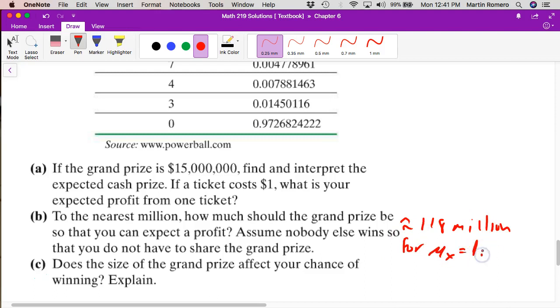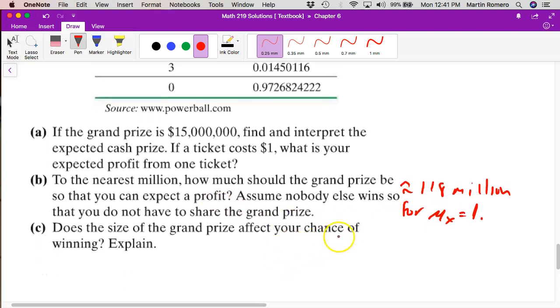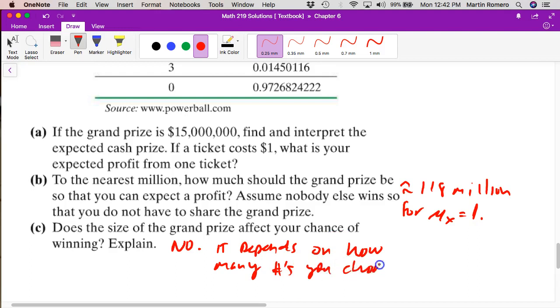And why do I care about 1 again? Because that's how much I'm paying for the cost of my ticket. So anything past 118 million, I'll make a profit. And then this question, does the size of the grand prize affect your chance of winning? The answer is no, right? It depends on how many ping pong balls, how many numbers you're choosing. So the grand prize does not affect it. Some people think that the bigger the prize, the better your chances. It doesn't matter. It depends on how many numbers you choose. That's it.